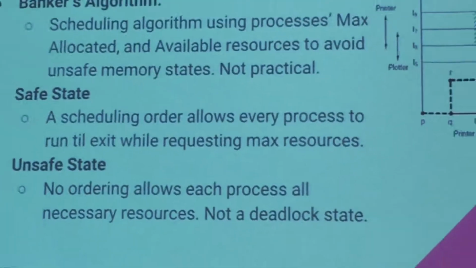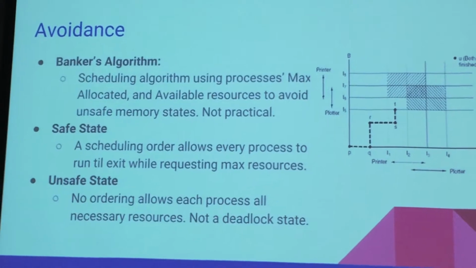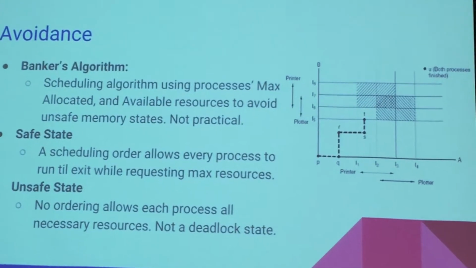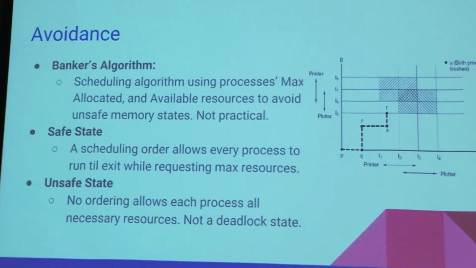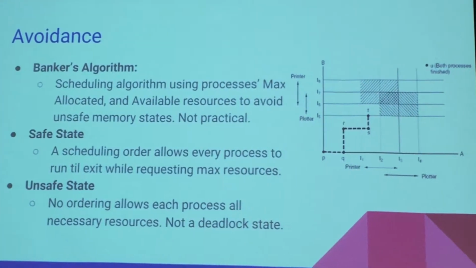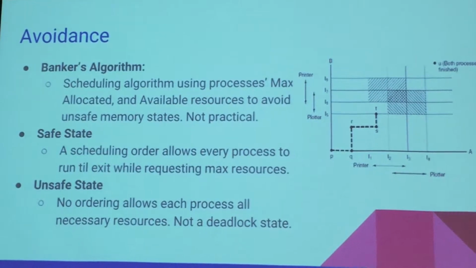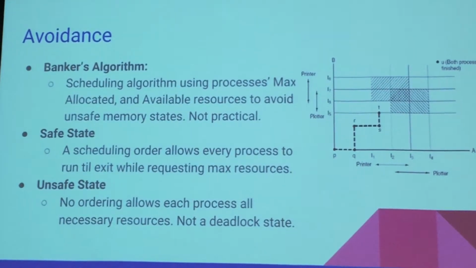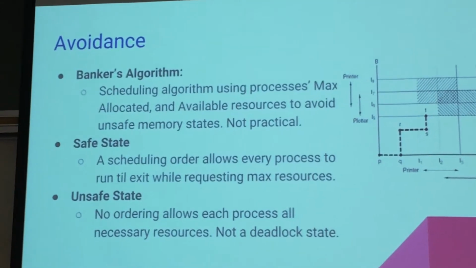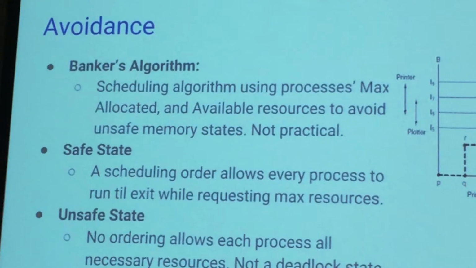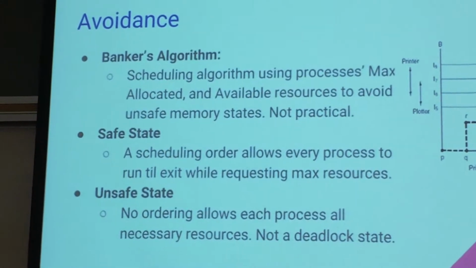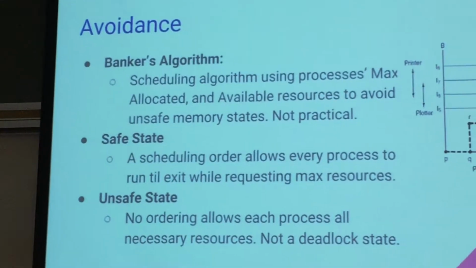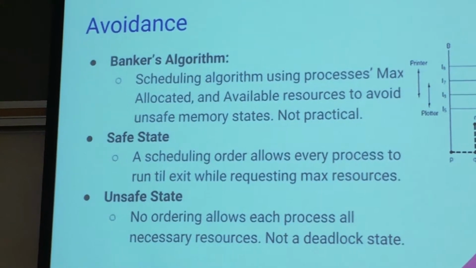Okay, so avoidance. The Banker's algorithm was created by Dijkstra, however you pronounce it. Essentially, the Banker's algorithm is meant to ensure that the system does not run out of resources. It does this with three main components: the maximum required resources by a process, its allocated resources, and the total number of available resources on the entire system. It does this by detecting safe states and unsafe states.